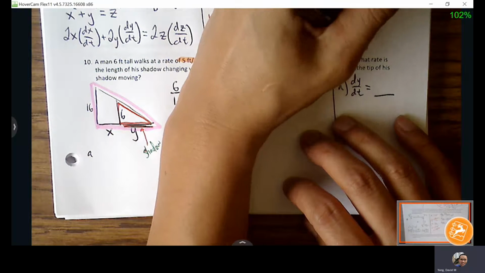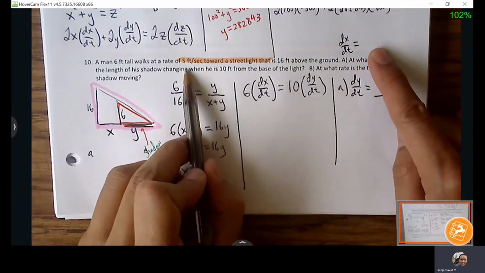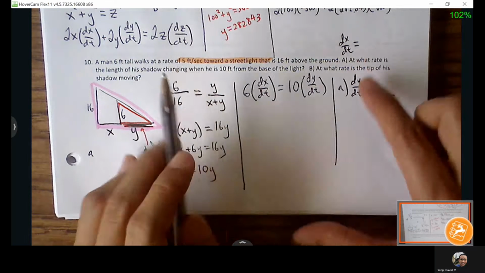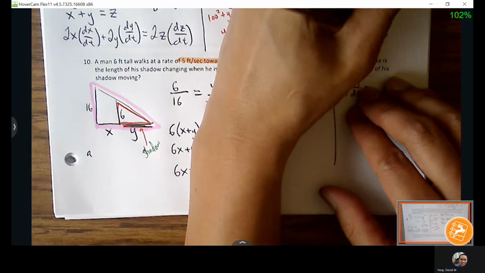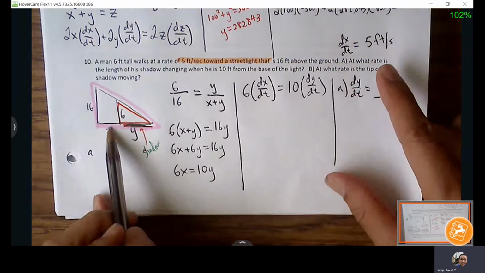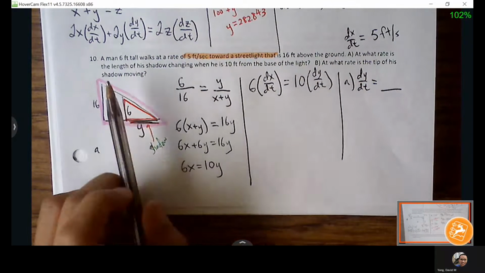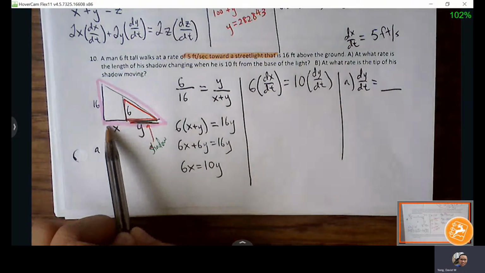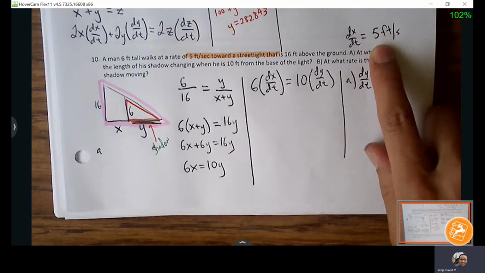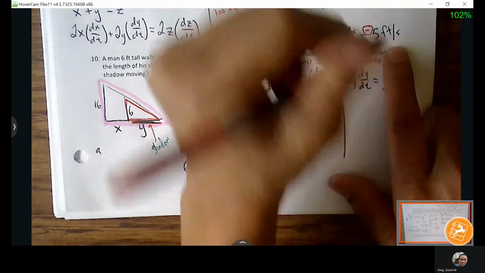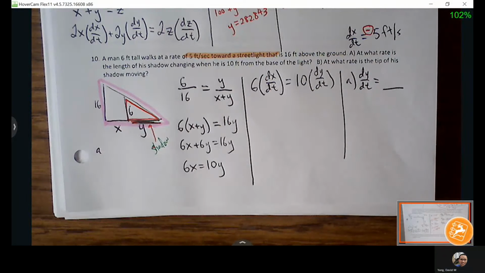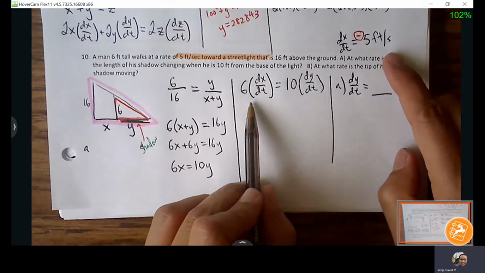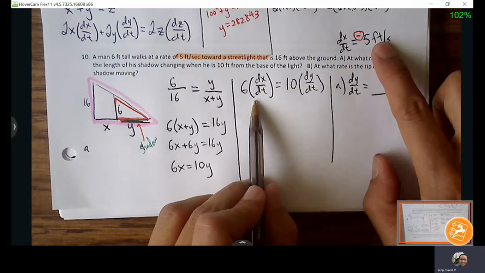What did you guys say? Dx dt is 5 feet per second. But what's happening to this distance as he's walking towards the lamp? It's changing, decreasing, negative. Okay, does that make sense? So I think we can insert and find our dy dt now.